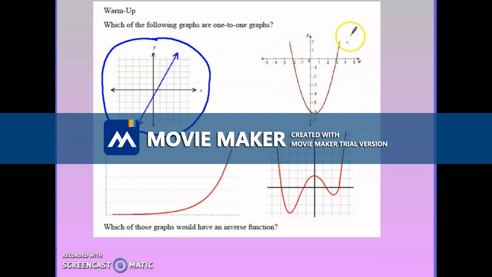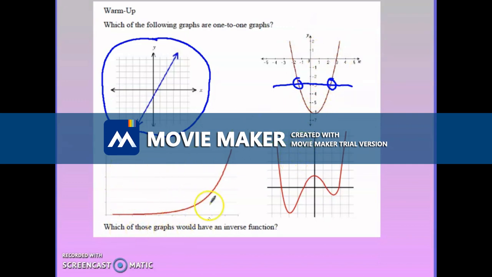Same thing here. You have a function because it passes the vertical line test, but it does not pass the horizontal line test. A horizontal line will go to two places. So the inverse is not a function. Therefore, this is not a one-to-one function.